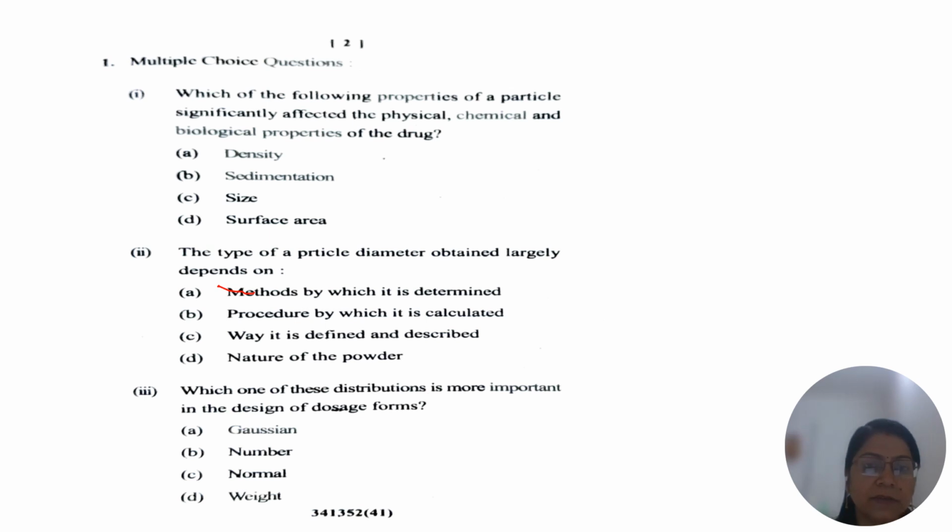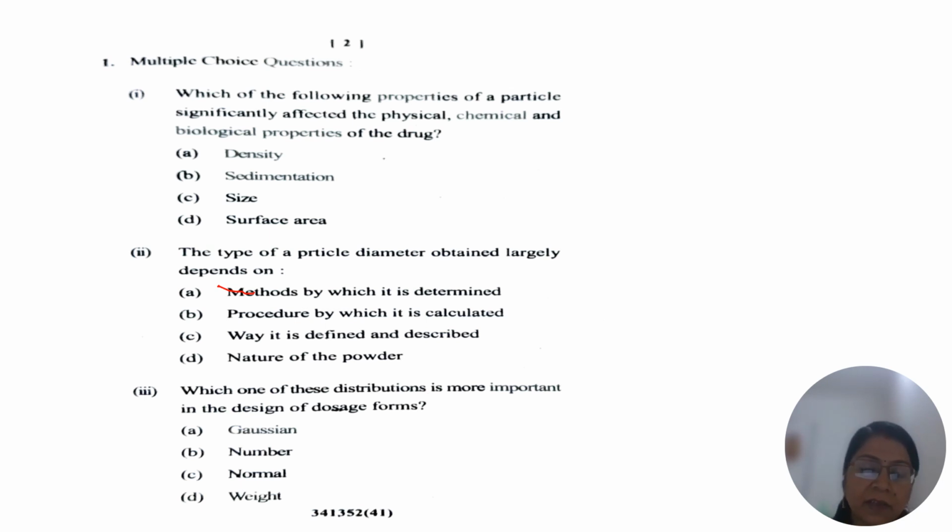So first question is, which of the following properties of a particle significantly affects the physical, chemical and biological properties of the drug? So you can see that basically we study in micromeritics about the particle size and different particles related to the fundamental properties of the powder and then derived properties of the powder. And in that, all these are like density, that is the derived property of powder. Sedimentation is actually not a property of powder. From this we can determine the particle size.